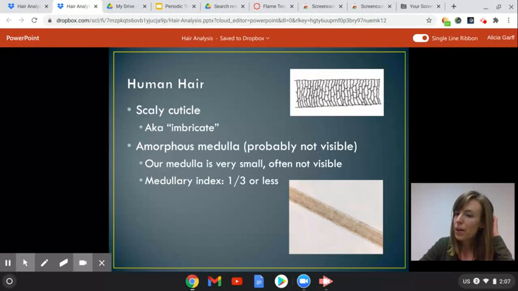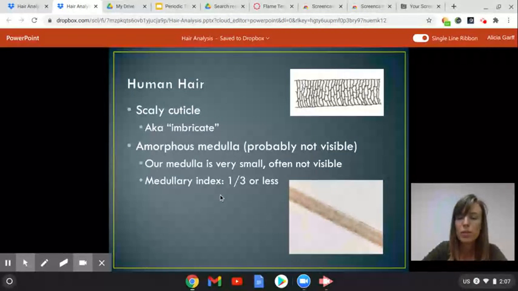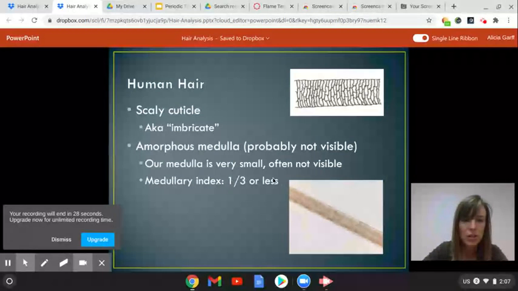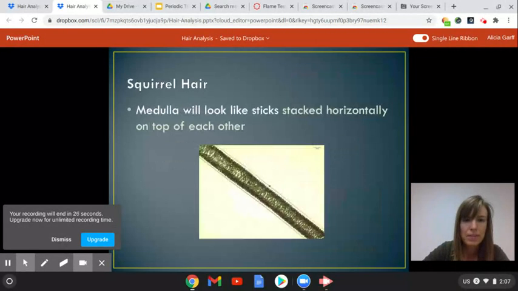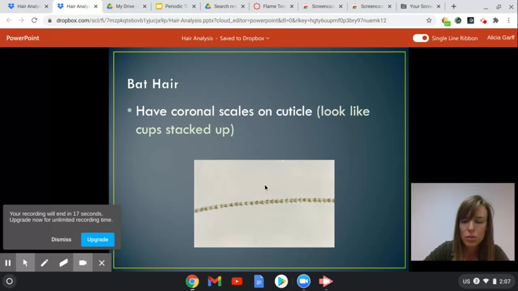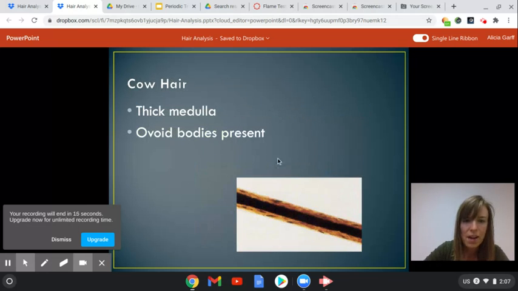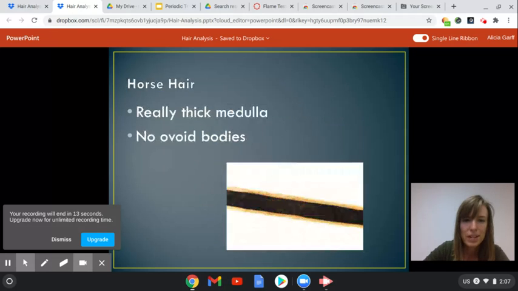So let's talk about a couple different types of hair. Human hair, again, has imbricate cuticle. And then the medulla is really hard to see. The medullary index is going to be 1/3 or less. Squirrel hair is really interesting looking. It looks like sticks stacked horizontally on top of each other. Bat hair, again, has those coronal scales. Cow hair has a really thick medulla with ovoid bodies. And horse hair has a really, really thick medulla with no ovoid bodies.